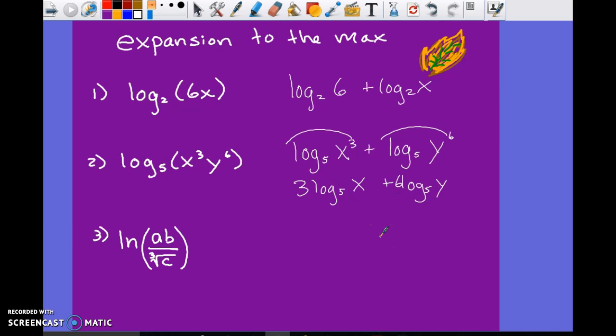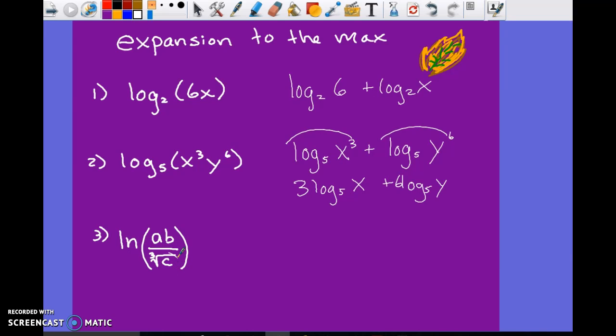All right, this next one is kind of crazy, okay? Maybe even more crazy than me. So the ln and the log thing doesn't really matter, okay? If you see ln, log, same rules. That's not what's crazy. What's crazy is this guy down here.